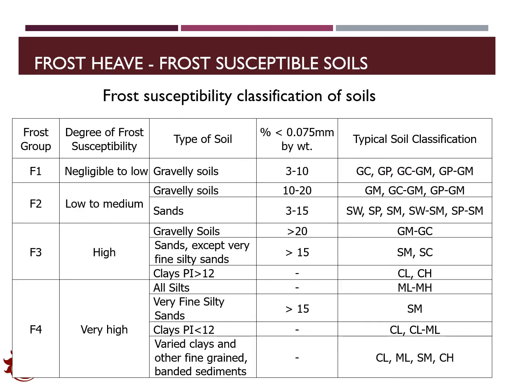The table here shows the classification of frost susceptibility for different soils. Basically, we have 4 frost groups, F1 to F4. F1 means negligible to low frost susceptibility, while F4 indicates very high frost susceptibility. Different types of soils will have different frost groups. Also, in the table, we can see the group definition with respect to the percentage passing the number 200 sieve. For different types of soils defined by the USCS method, we can also categorize them into different frost groups.